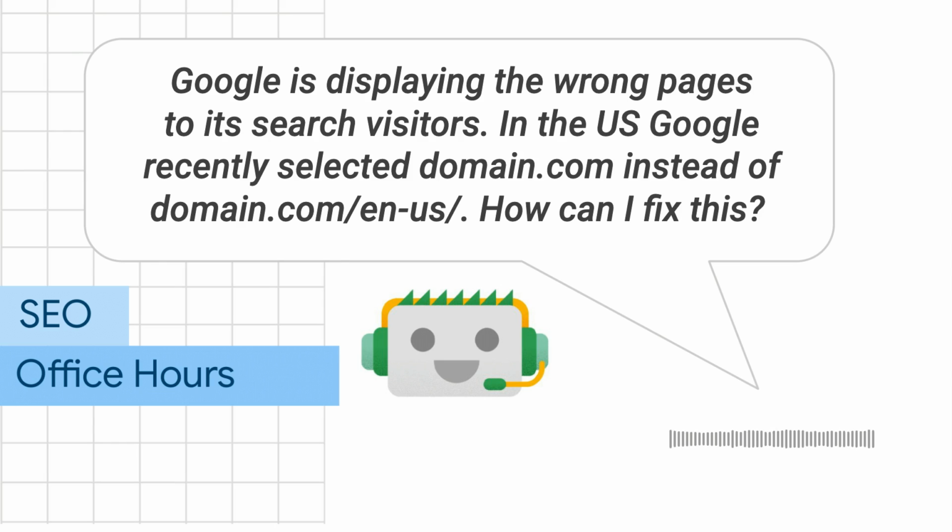Bill asked, Google is displaying the wrong pages to its search visitors. As an example, in the US, Google recently selected the main domain as the canonical instead of domain.com/English-US, for example. How can I fix this? The appropriate approach to handling these kinds of international issues with regards to pages where you have the same content on multiple pages, maybe for different countries or for different languages, is to use hreflang. Hreflang is an annotation that you can add to the header of your pages or to a sitemap file or the HTTP header that essentially links different country and language versions of pages together and lets us know which of these pages belong into one set.